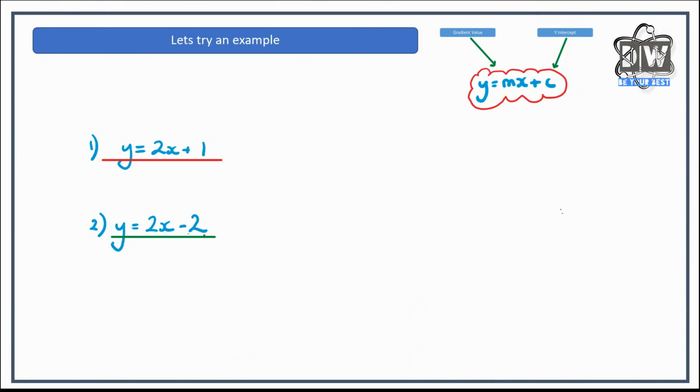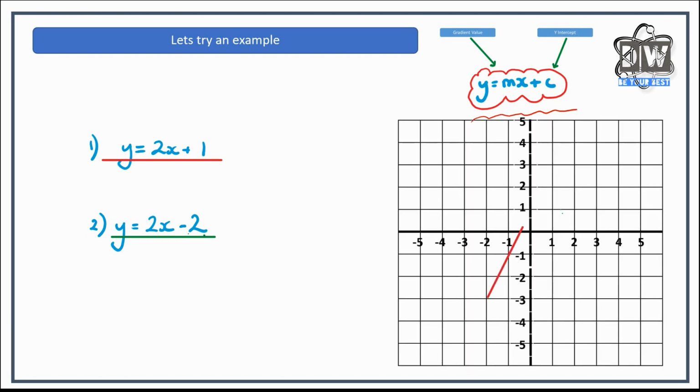So I've left this up here just to remind you about the gradient value and the y-intercept. And we're going to look at two lines. The first line is red, and that is this one here. It's got a gradient value of 2, so you go out 1 up 2, and it's cutting through the y-axis at +1.